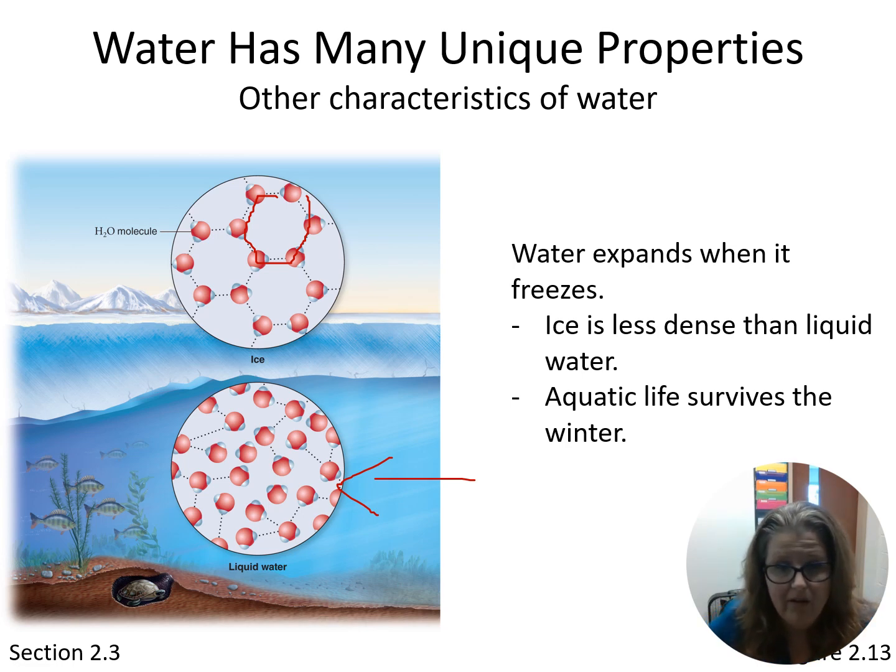If we counted how many molecules were in each of these circles, there's going to be more in the liquid water than there is in the solid. And that's what we mean by less dense. There's fewer molecules in the same amount of space. And this is really good because it allows ice to float, which allows aquatic life to continue even when it's cold outside. It also does some insulation up here.